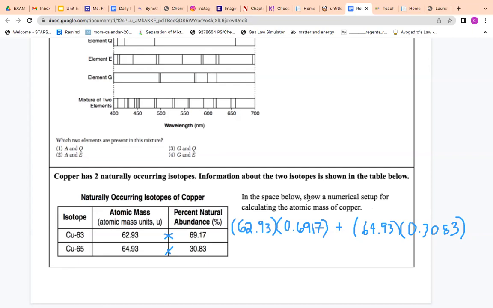I don't have to solve for it. It says showing numerical setup. So try to be really careful, pay attention when it says showing numerical setup versus actually calculate or determine. This does not say calculate the atomic mass, and it doesn't say determine. It just says show a numerical setup in order to calculate, but you don't have to actually calculate. So this is the final answer, and you can just leave it at that.